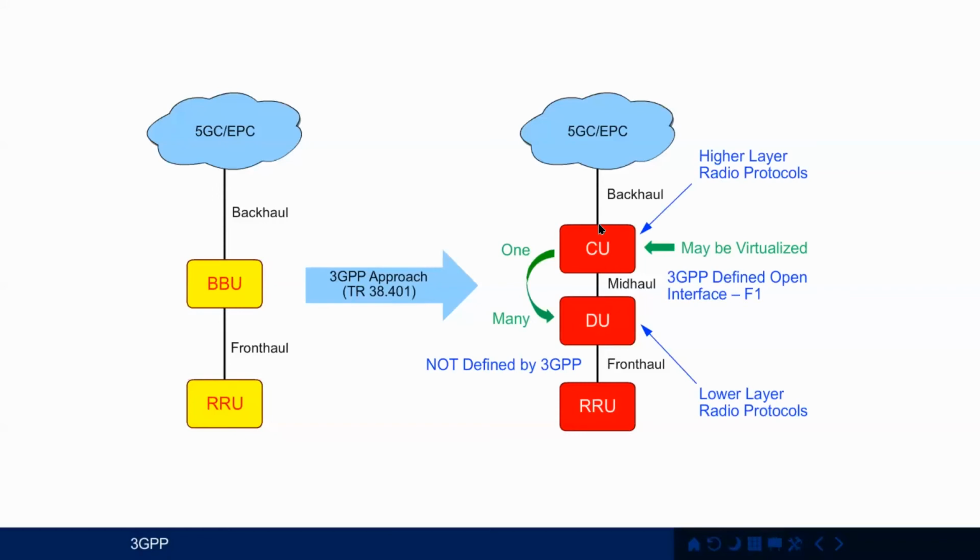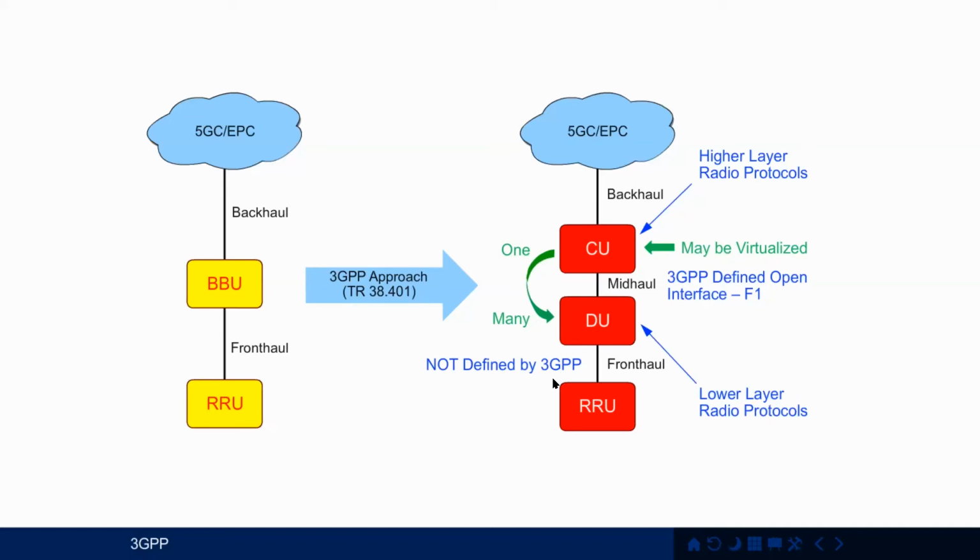So the idea is we can actually have one centralized unit looking after many, many distributed units, potentially 100 DUs attached to a centralized unit. The mid-haul is going to be a 3GPP defined open interface, referred to as the F1 interface. The front haul, however, has not been defined by 3GPP, but it's likely to be based on eCPRI, for example.